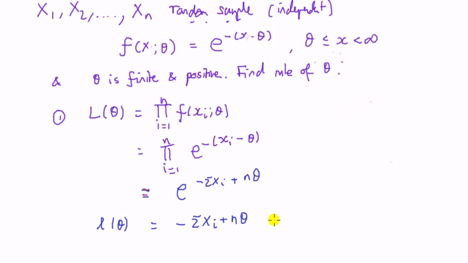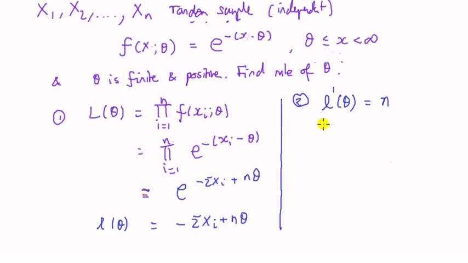Okay, that's step 1. Step 2 says that we find the derivative of this with respect to the parameter, theta, not x. So let's use this notation to say derivative with respect to theta. Well, the first term is 0 with respect to theta, and the second term comes to n.